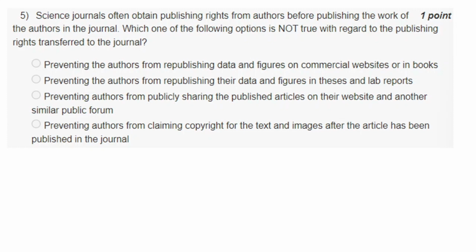I'm not actually understanding this option properly. But everything boils down to the publishing rights. I think it depends on how your corresponding author has signed the contract. So I'm not exactly sure what this question wants to say. It's not true with regard to publishing rights. Which of the following options is not true with regard to the publishing rights transferred to the journal? Transfer to the journal.